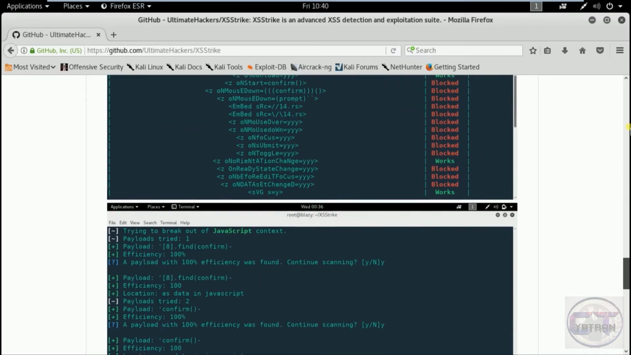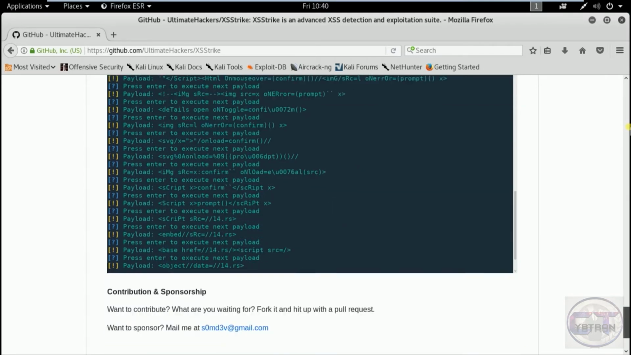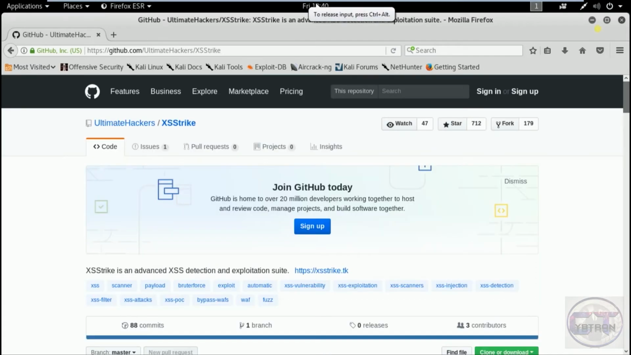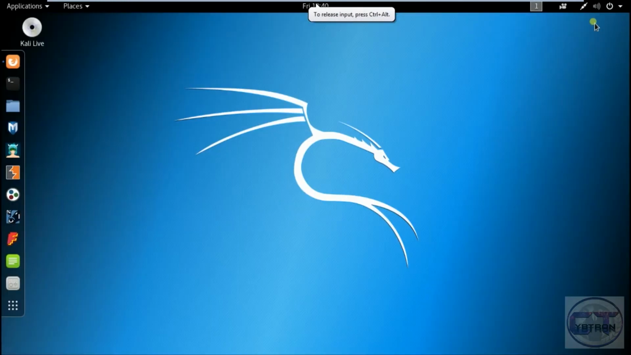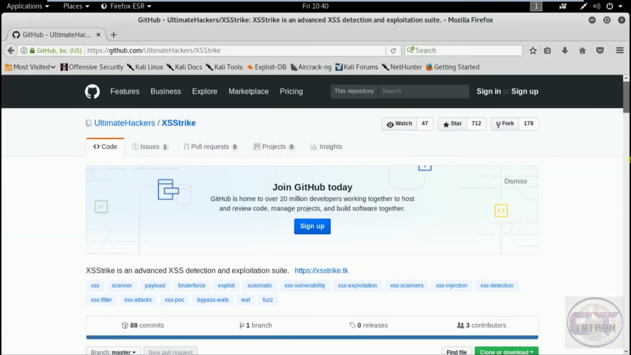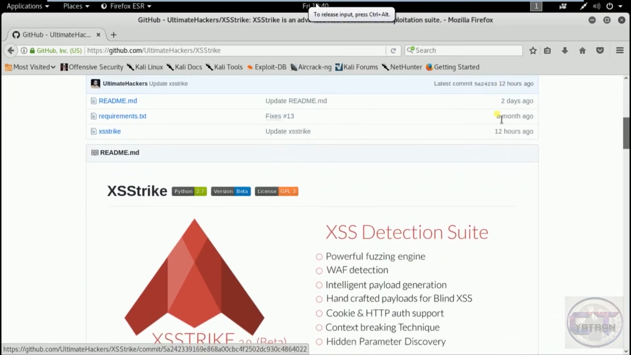Features: powerful fuzzing engine, context breaking technology, intelligent payload generation, GET and POST method support, cookie support, WAF fingerprinting, handcrafted payloads for filter and WAF evasion, hidden parameter discovery, accurate results via Levenshtein distance algorithm.